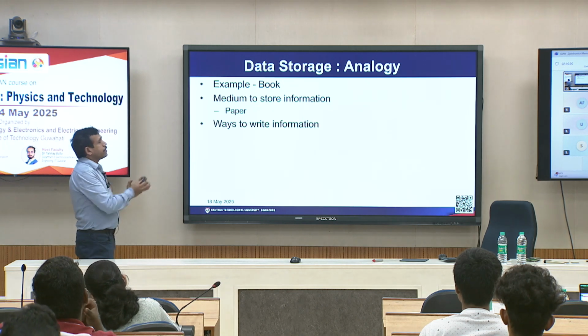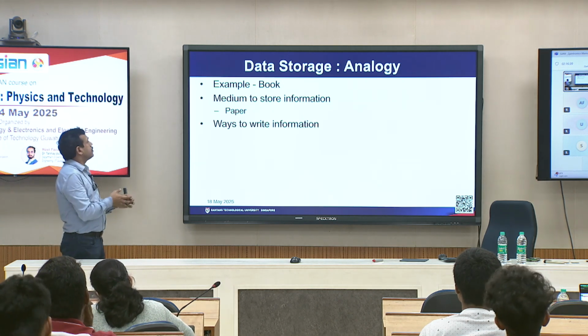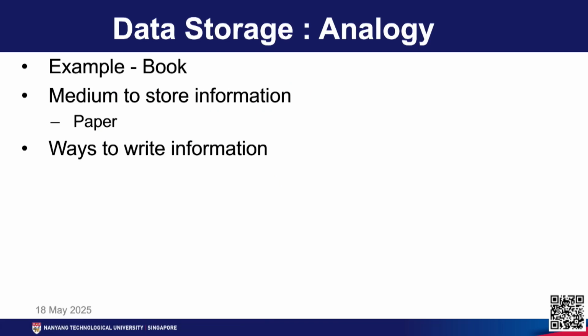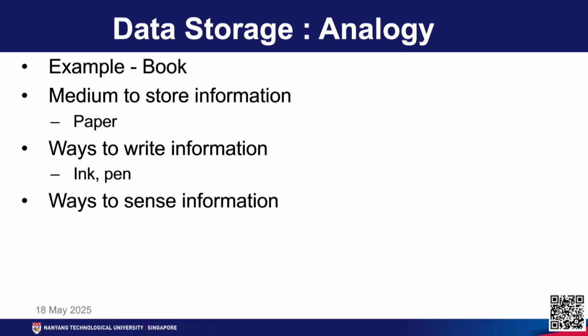and any data storage system that you create should be able to store information, and we should be able to write information. So, there should be some way to write information. In the case of paper or a book, we use ink to print, or we use a pen to write information, and there should also be some way to sense the information. Otherwise, how do we know that there is information? So, there should be some way to sense information. In the case of a book, we use our eyes to sense information.